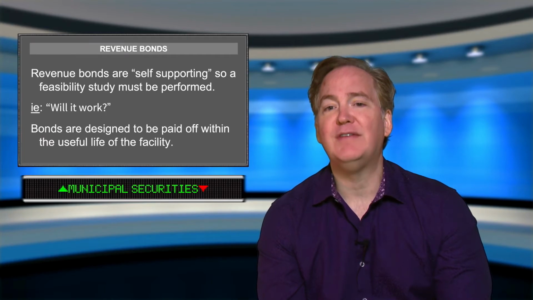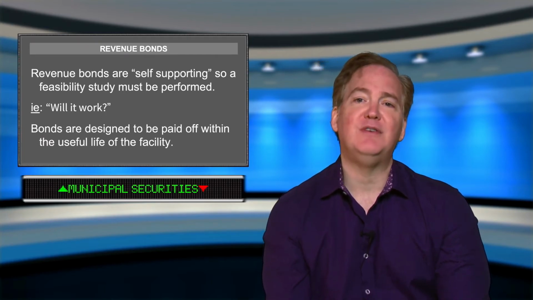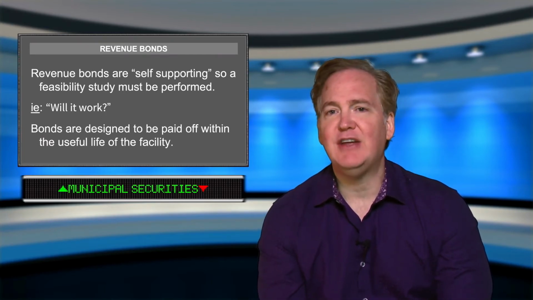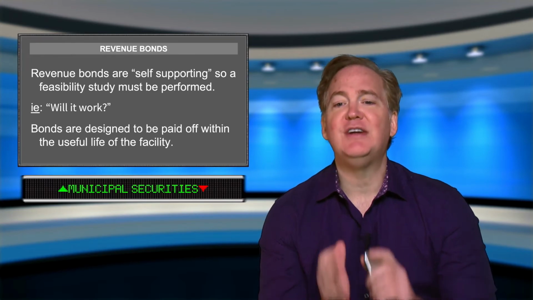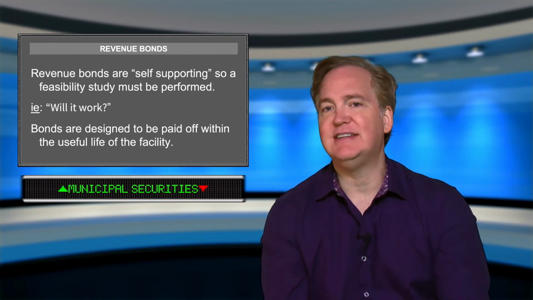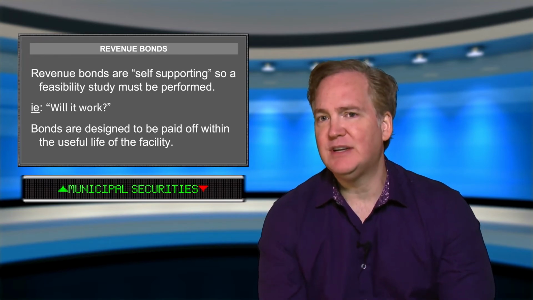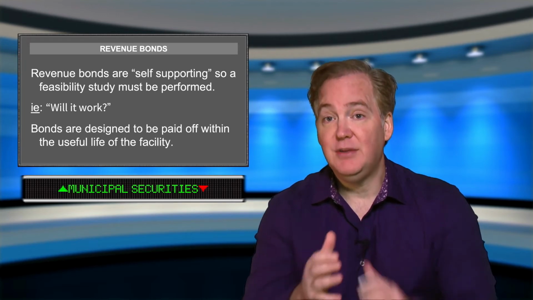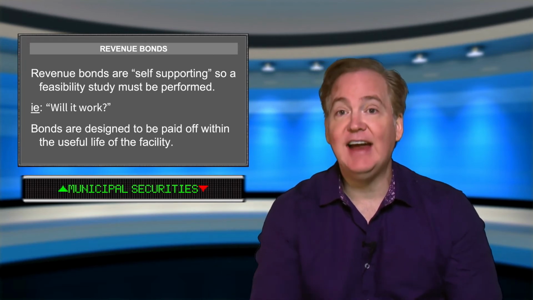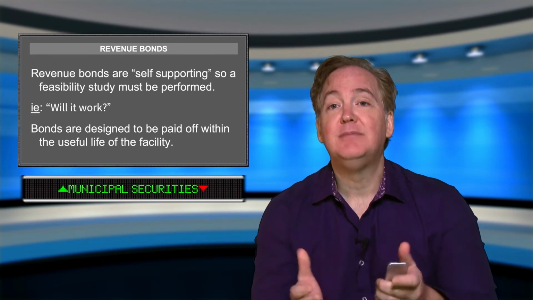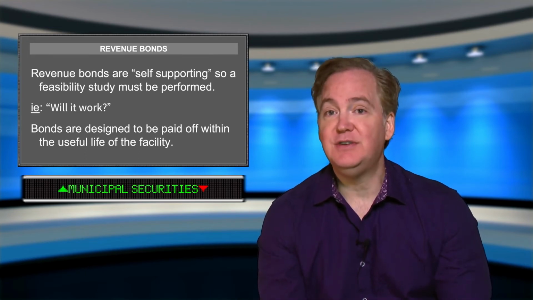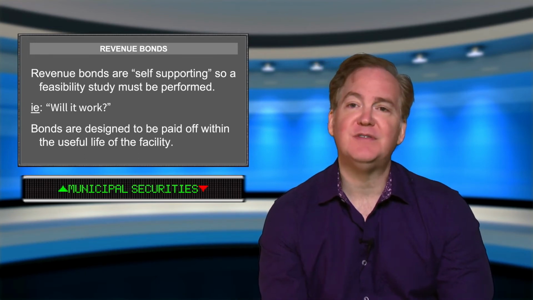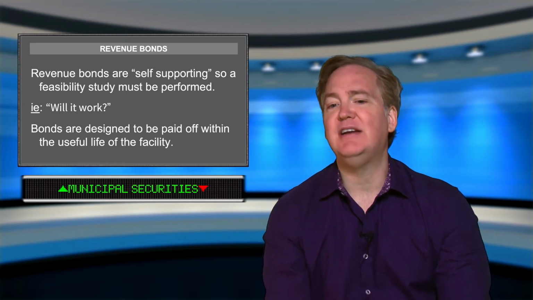Now, a revenue bond. We said a revenue bond is backed by user fees. It is known as self-supporting debt. It is self-supporting debt because you build the facility and the people pay the fee to do so. The user fees pay back the bond issue.